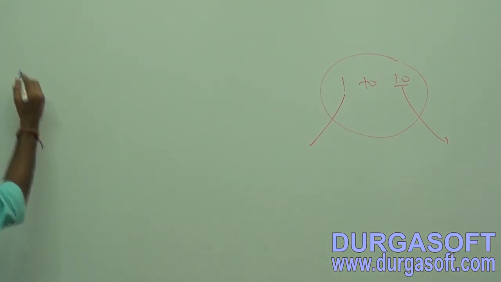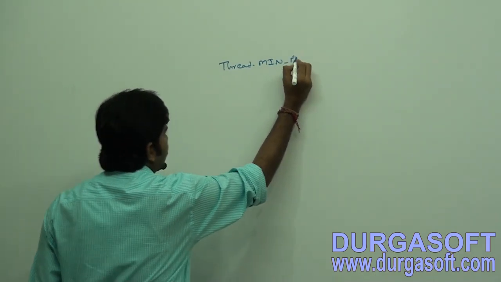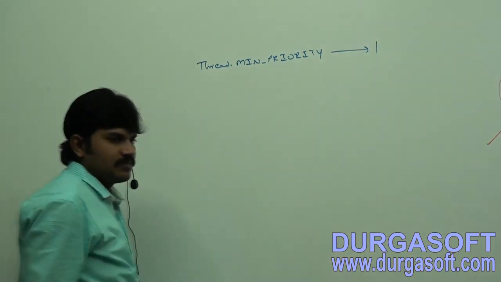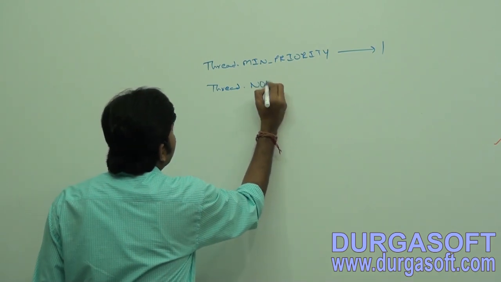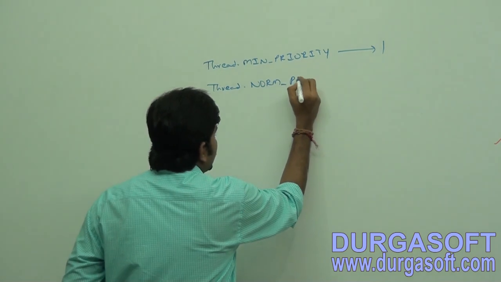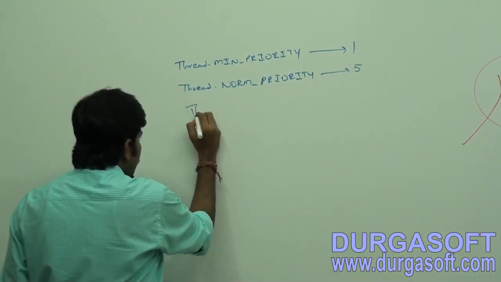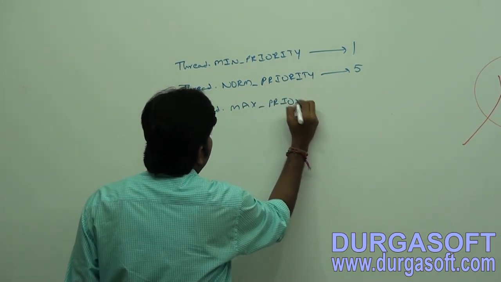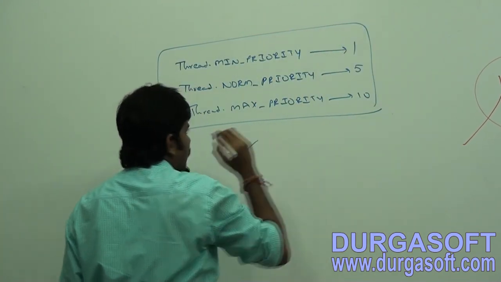The Thread class contains one constant, Thread.MIN_PRIORITY. Do you know its value is nothing but 1? Thread.NORM_PRIORITY. Norm means normal priority. Its value is nothing but 5. Thread.MAX_PRIORITY. Its value is nothing but 10 by default.